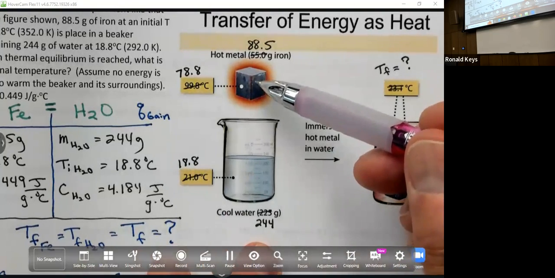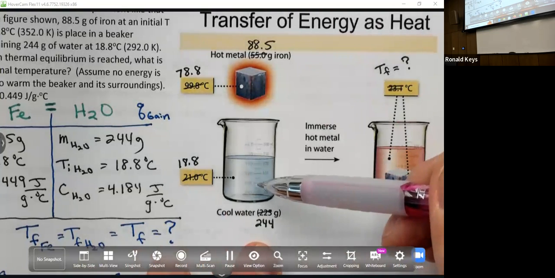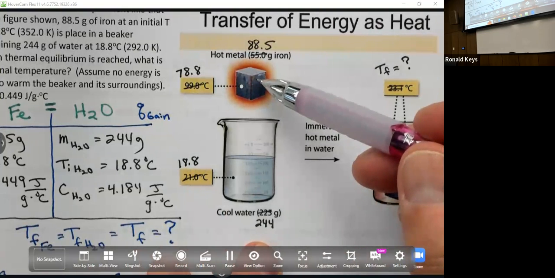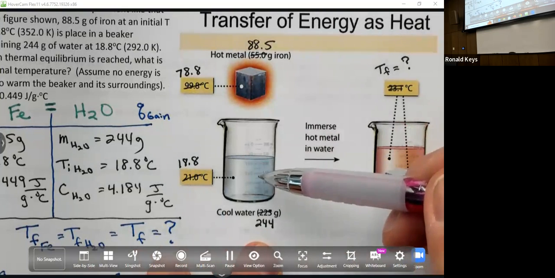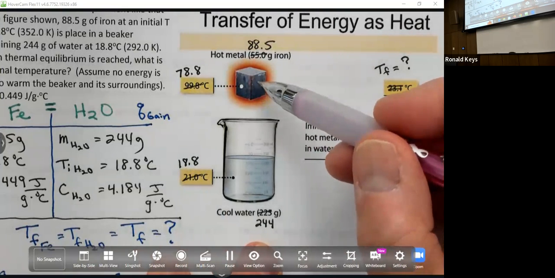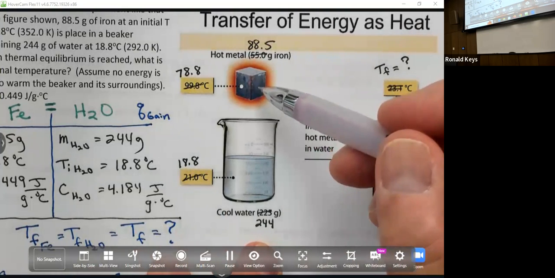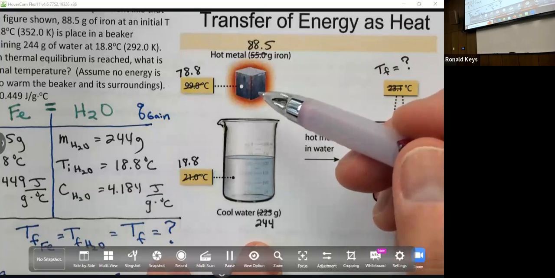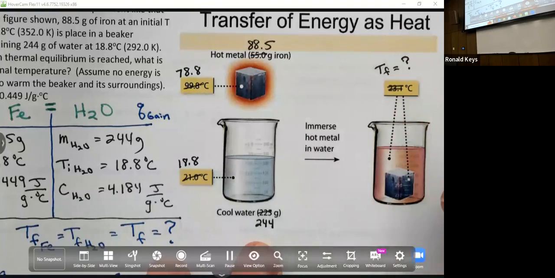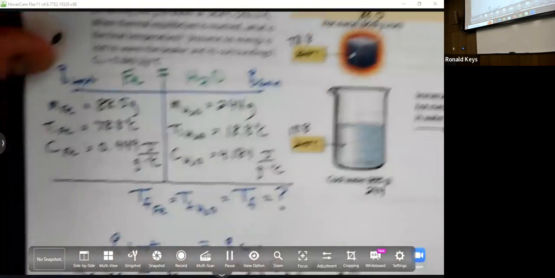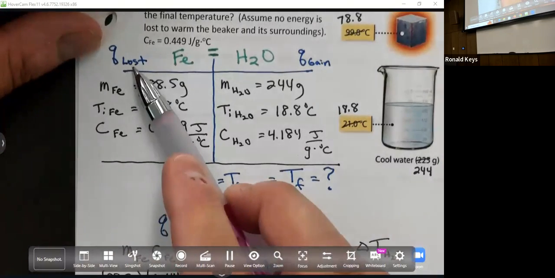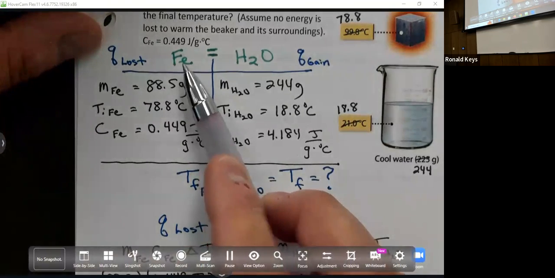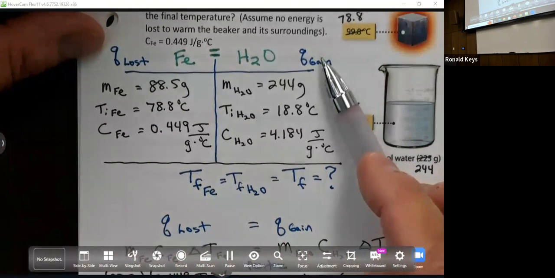Obviously, this hot iron is going to heat up the water. And in a short amount of time, it's going to dump heat energy into the water. And the key is that the final temperature of the water and the iron should match. T final is going to be the same for both. So we set that up this way. We say Q lost, heat energy lost, and that is going to be by the iron. The iron is at a higher temperature. That is going to be equal to the heat gained.